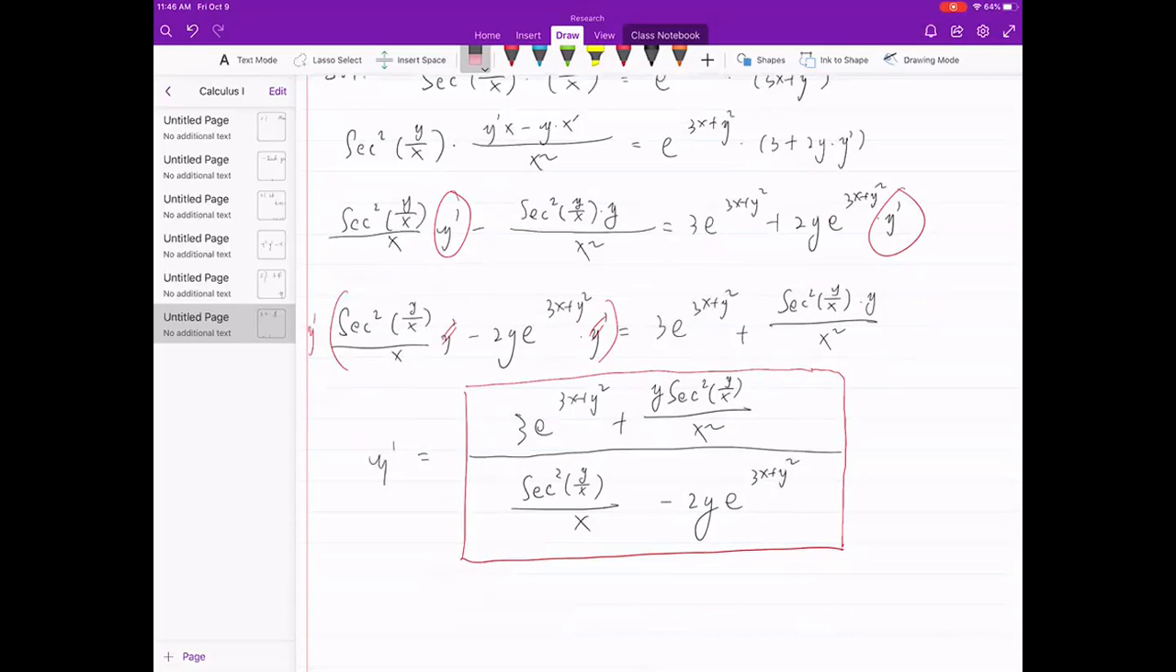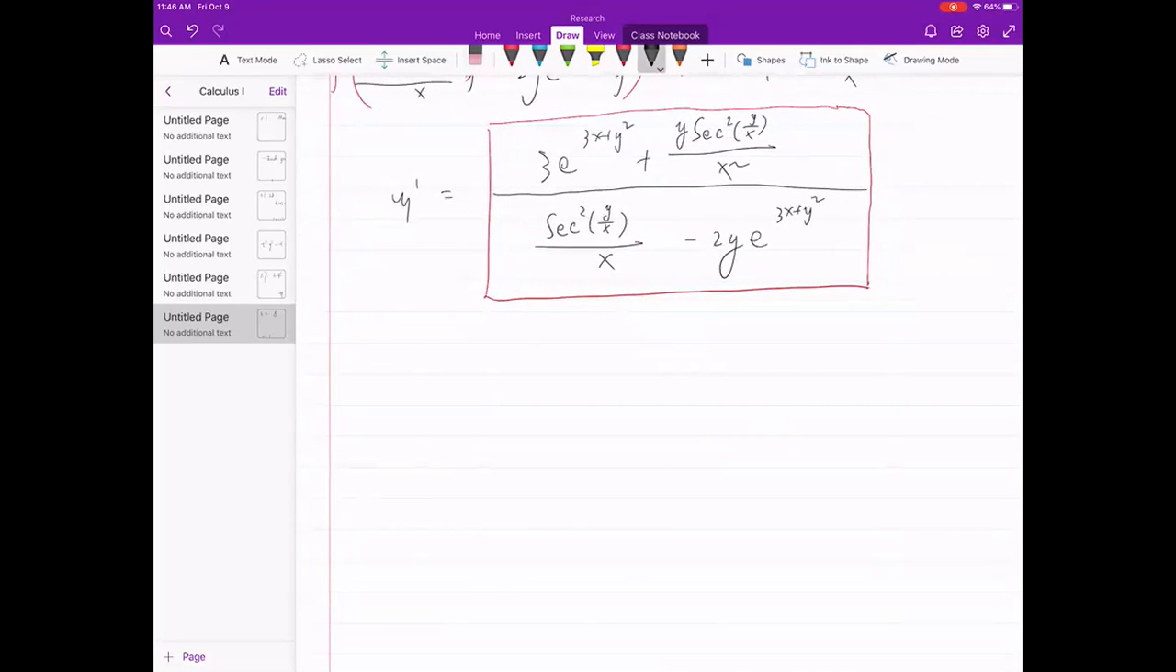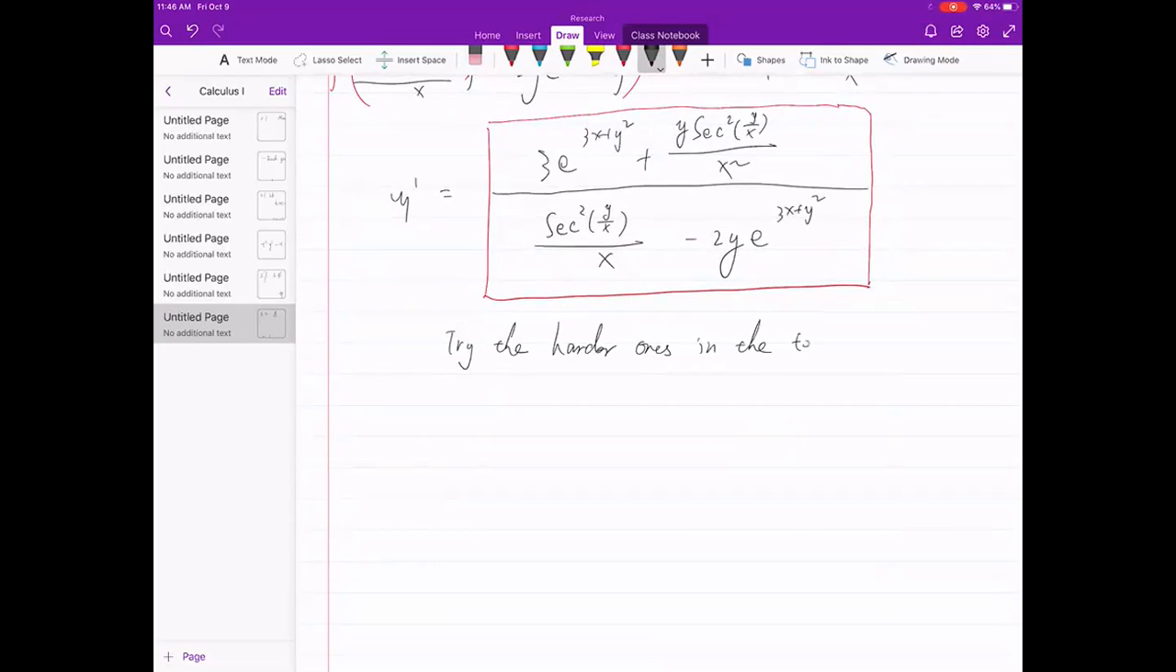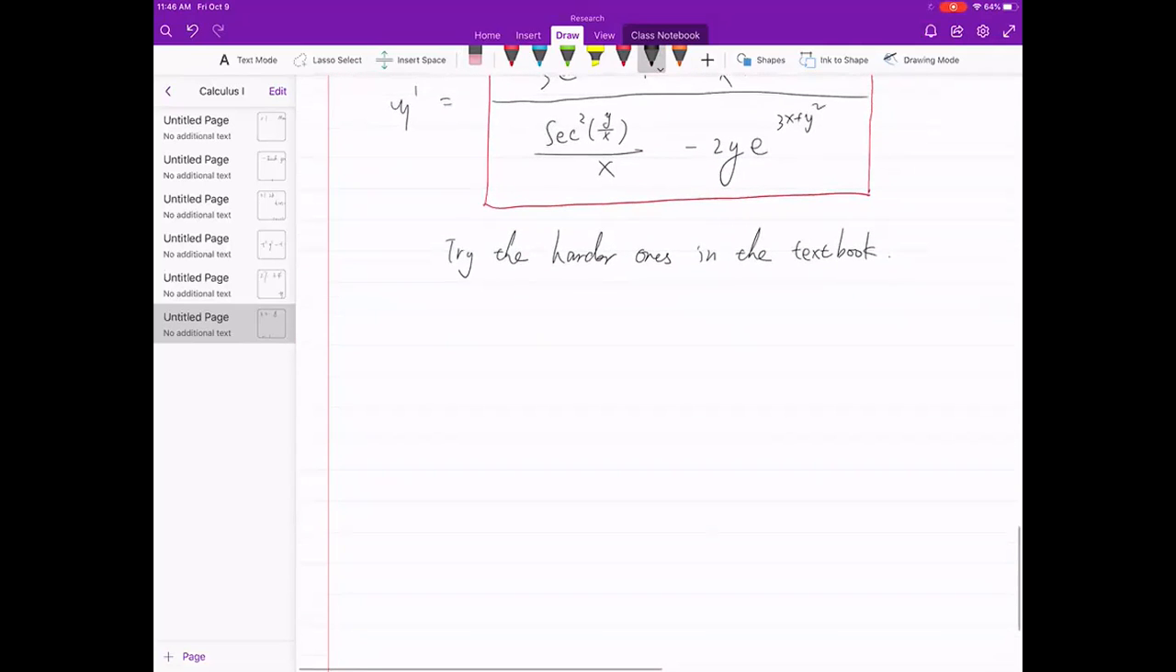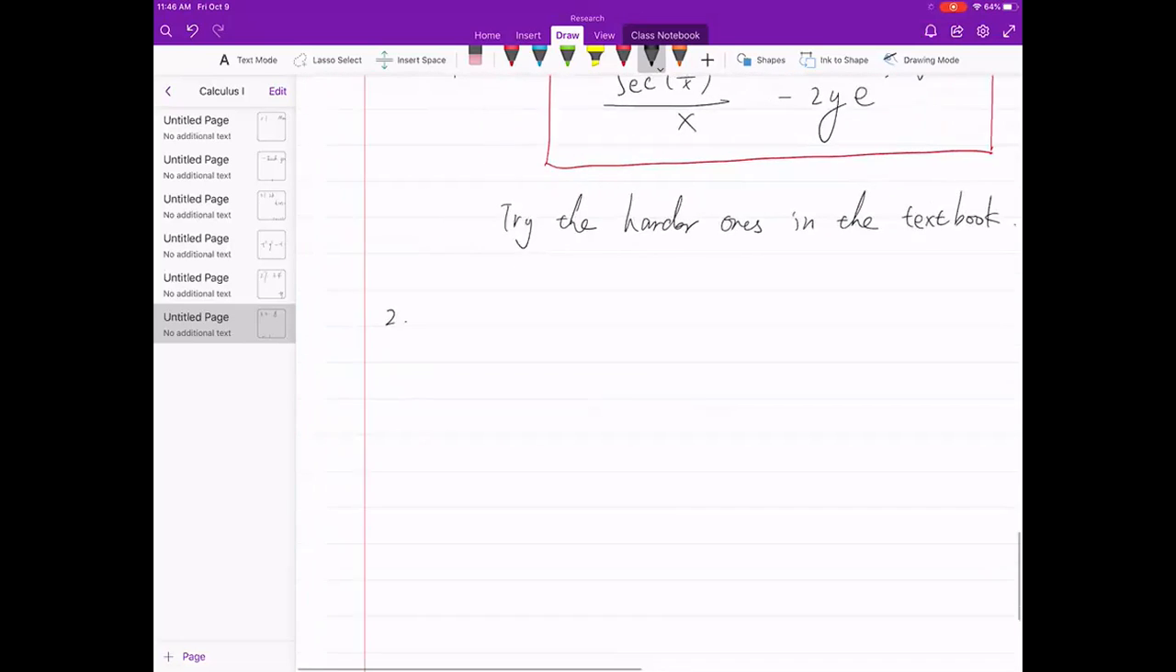I know it can be time consuming, but if you spend 40 minutes on a harder one, it's way better than spending 10 minutes each on 4 easier ones. Try the harder ones in the textbook, which means the ones that probably have a big index, like 40-something or 50-something. Okay, that's it. That's implicit differentiation.